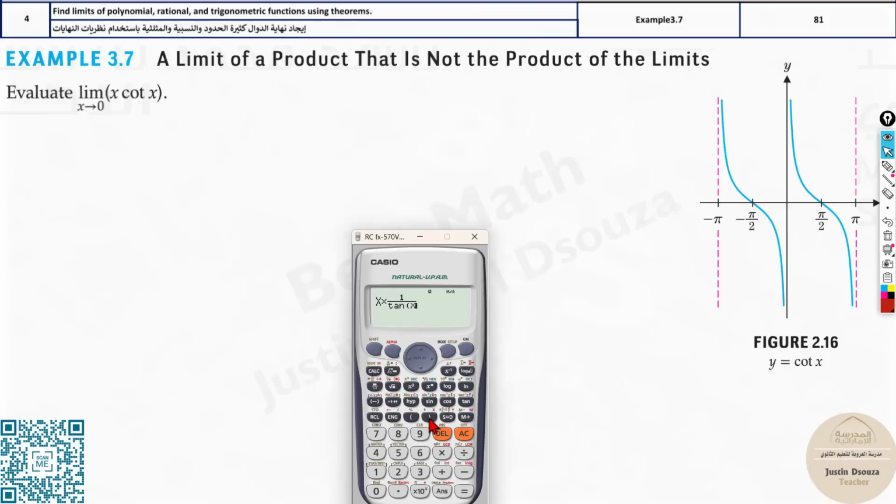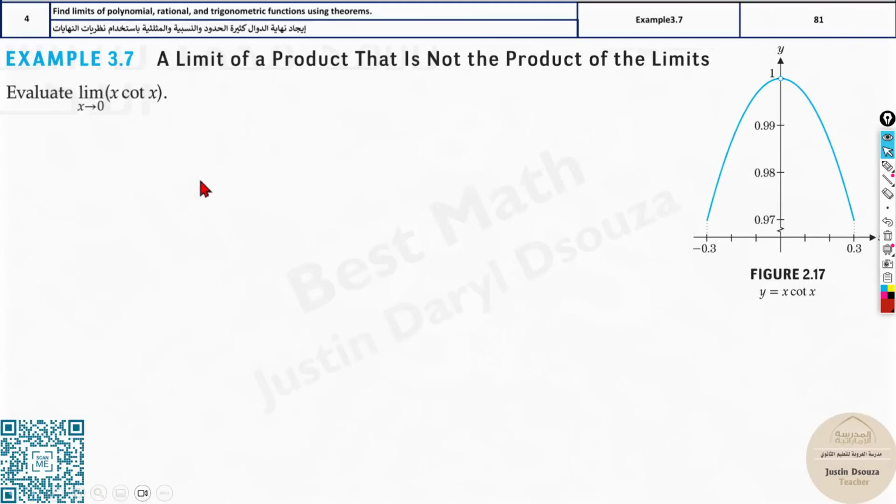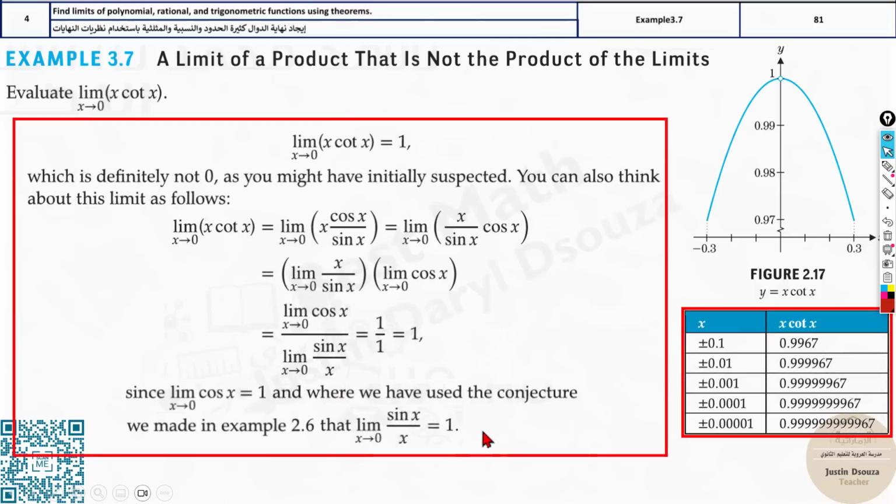That's the reciprocal identity. And then over here, just calculate it at 0.001 and we get 0.999, and calculate it at minus 0.0001 and here also it's 1. So the answer would be 1. You have to just choose the correct answer.